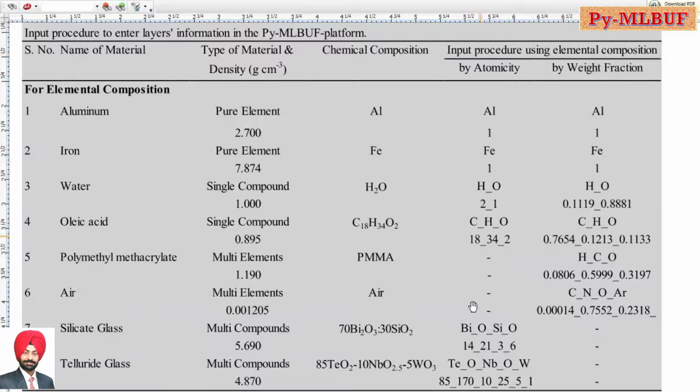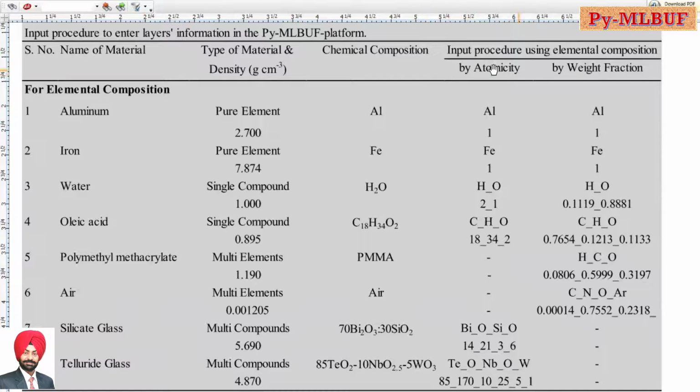For example, there are 8 elements and their compositions in this table from serial number 1 to 8, followed by the chemical symbol of the material. The next column explains about the type of material and its density. For example, pure element, single compound, multi-elemental material, and multi-compound materials, with their corresponding densities in gram per centimeter cube. And in the next column, their chemical symbols have been mentioned.